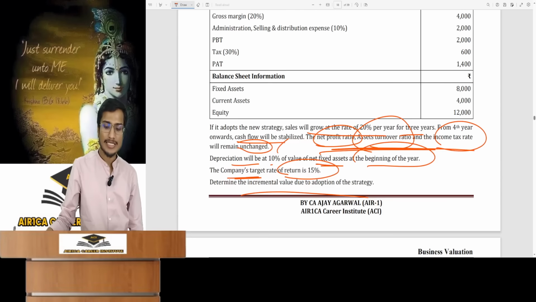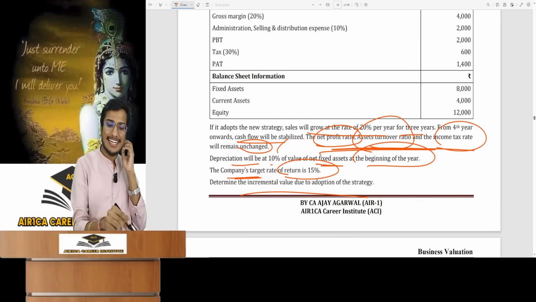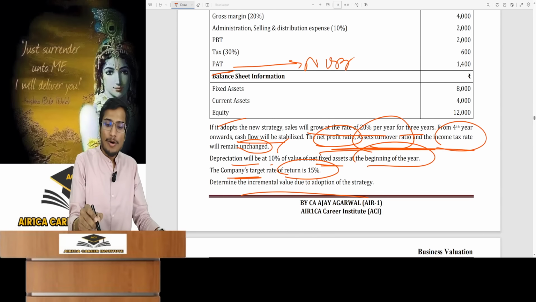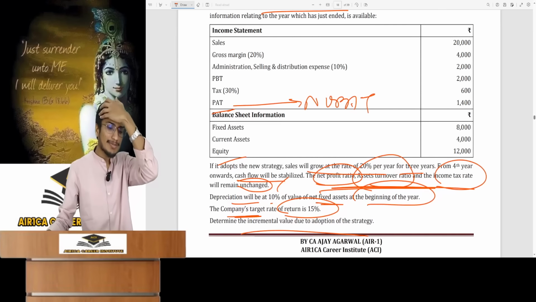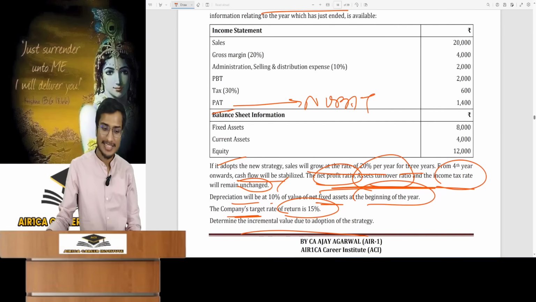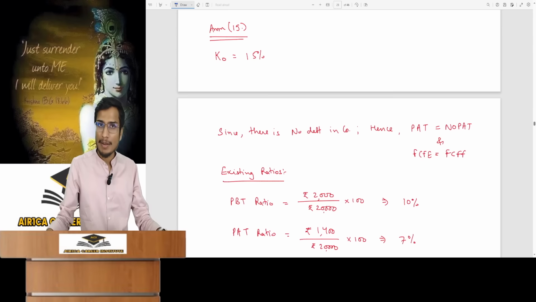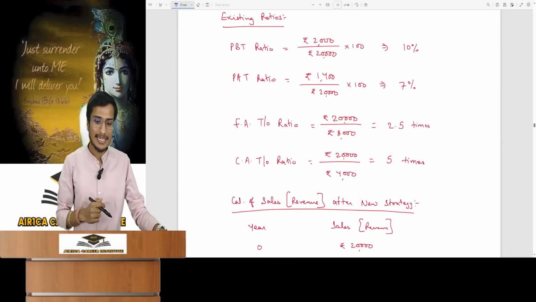Look, first of all, in this question, is there debt recorded anywhere? Because no debt is given, the PAT becomes NOPAT. FCFF will become FCFE, and we need FCFF since the strategy's value represents the firm's value. Remember this point. So PAT became NOPAT, which I have also mentioned in the solution we did in class.